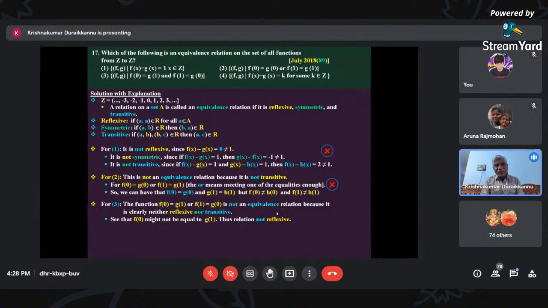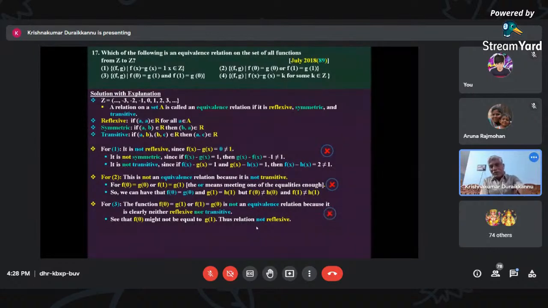It is not possible. Here the equal relation is given. f of 0 equal to g of 0 is a valid reflexive pair. f of 1 equal to g of 1 is reflexive. But here f of 0 equal to g of 1 is not reflexive. So f of 0 might not be equal to g of 1. Thus the relation is not reflexive.